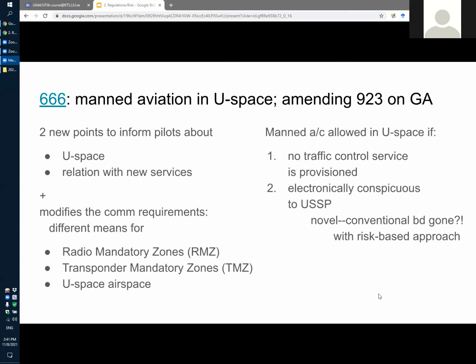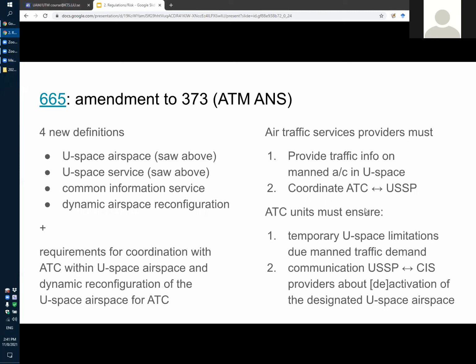So we are not quite there yet. I don't think that all the questions are answered. But anyway, this small amendment, I think, is a step towards something very good, or in any case, it's a good step, and hopefully towards something good. But that was it about 666.